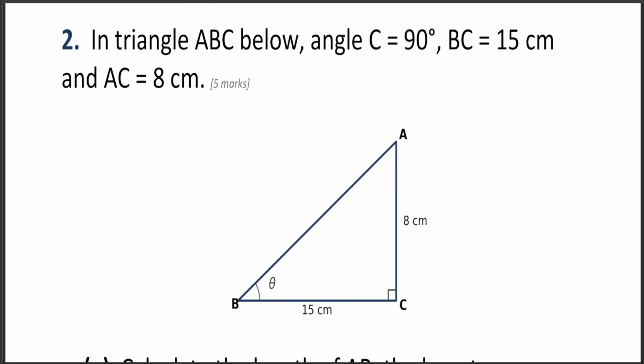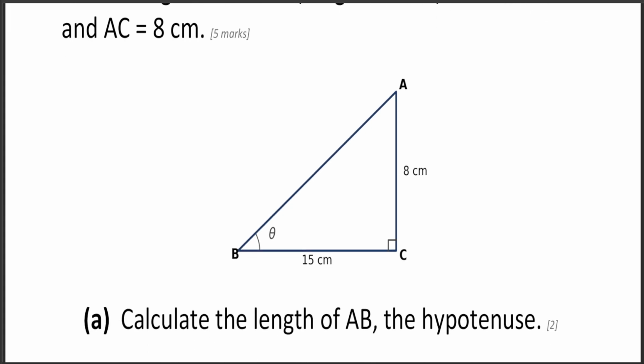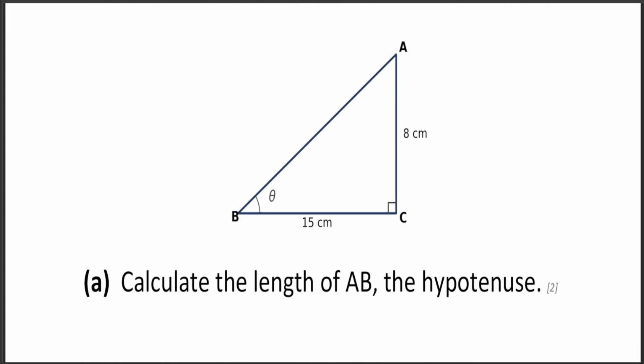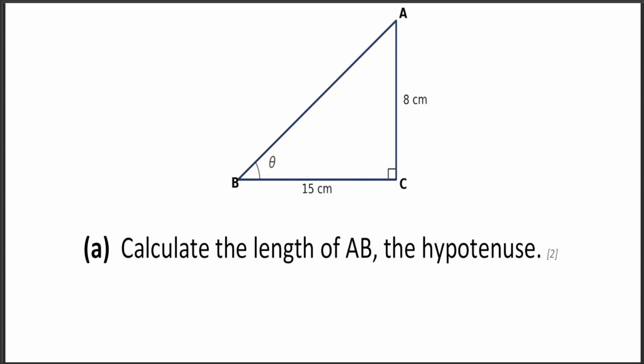Question 2. In triangle ABC, angle C is 90, BC is 15, and AC is equal to 8 centimeters. The first question is asking you to calculate the length of AB, that is the hypotenuse. Now to calculate the length of AB, because all sides are given, you will use something called Pythagoras theorem.